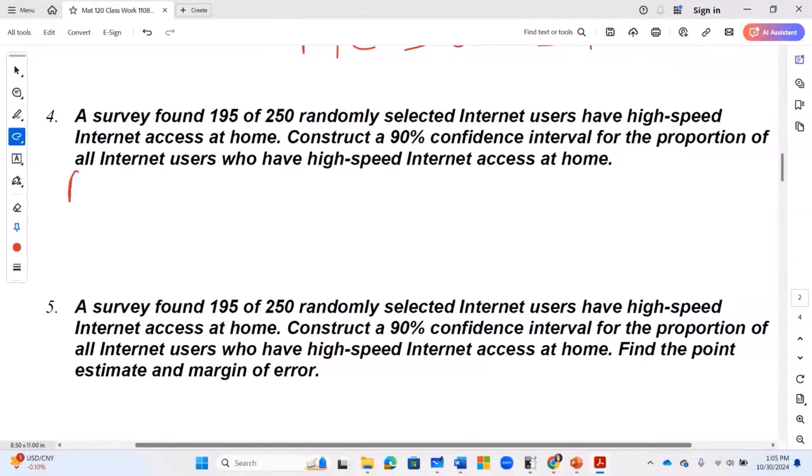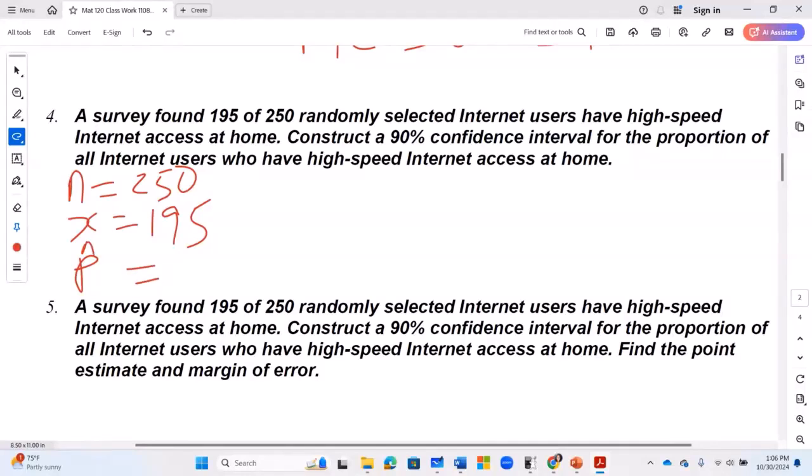You are given the sample size. Sample size is 250. You are given X, the number out of the sample size, and that X is 195. And from X and N, you can find the probability of success, which is X over N, and that implies 195 over 250. Okay, so these are what I'm given.